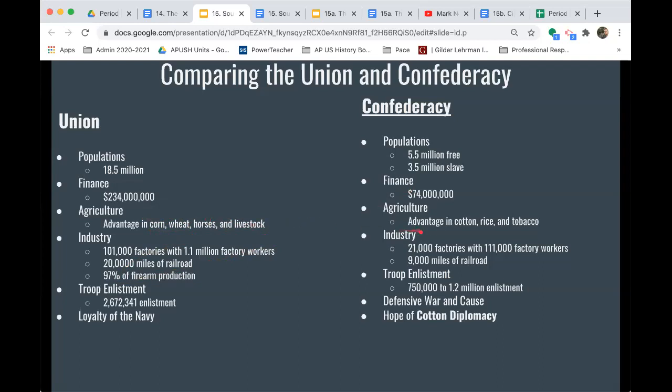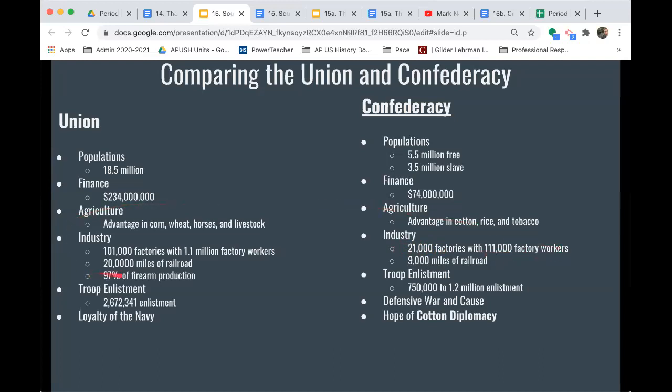But the Confederacy has a big advantage in cotton, which is good. It's only a good advantage in war if you're having a pillow fight. A big advantage in cotton, big advantage in rice, and big advantage in tobacco. Maybe they can smoke out the Union. Industrially speaking, the Union has 101,000 factories with over 1 million factory workers, whereas the South only has 20% of that number in factories and 10% of the factory workers.